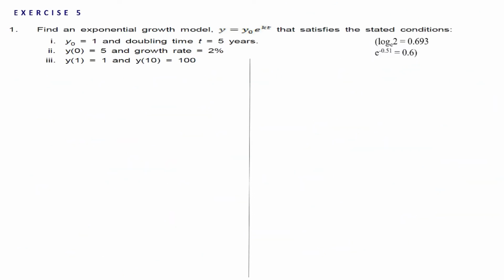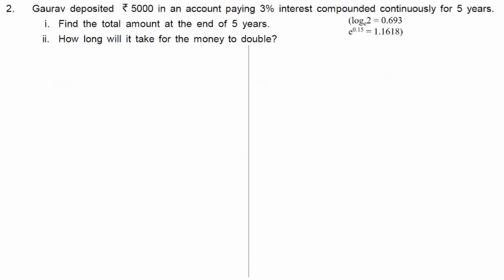Now moving on to the next question. Gaurav deposited rupees 5,000 in an account which is paying 3% interest compounded continuously for 5 years. Find the total amount at the end of 5 years. How long will it take for the money to double? So here we have the amount deposited and the rate of interest, and the interest is compounded continuously for a time period of 5 years. We need to find the total amount at the end of 5 years and the time taken for the money to double.